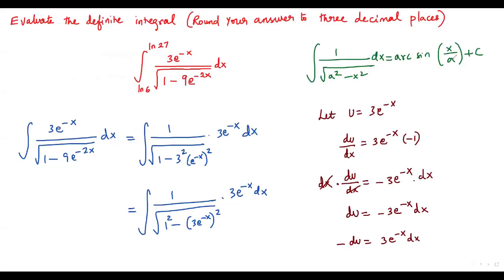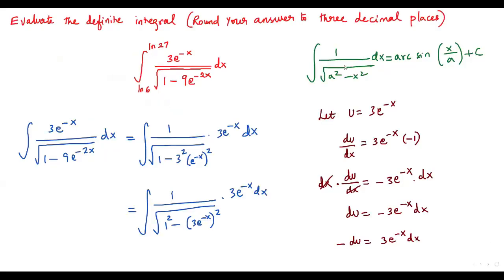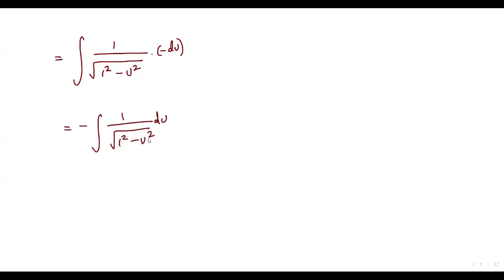Already we have discussed the formula over here. That is the integral of 1 over square root of a squared minus x squared times dx equals arc sine of x over a plus c. Now this integration is exactly in this form. In the place of a squared we have 1 squared, and in the place of x squared we have u squared. Then what is the integration for this one? That is arc sine of x over a. X over a means u over 1, because in the place of x we have u and in the place of a we have 1, plus c.